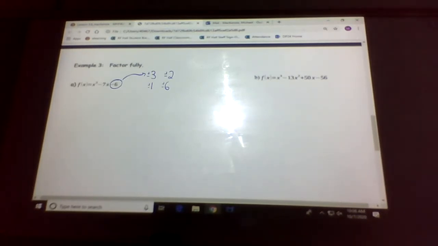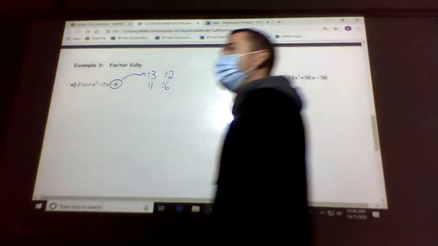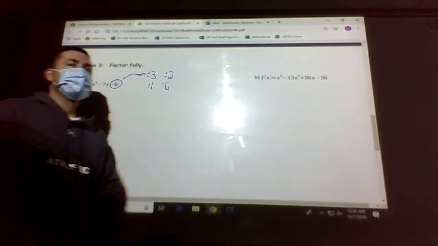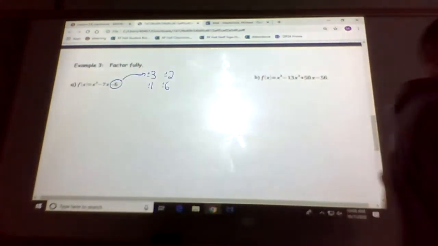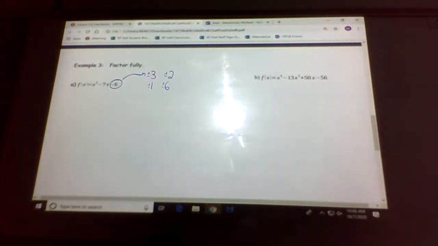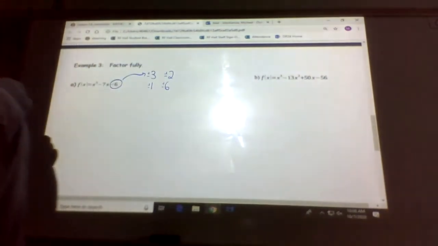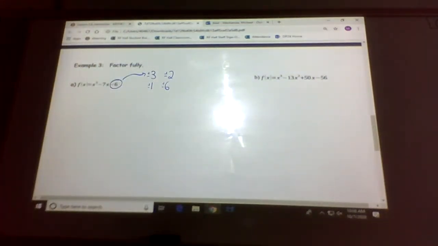Given that it's an x cubed, 3 of those are going to be factors. But we just have to find one. Which one should we start with? If you had to find a factor, which one would you start with? Use the easiest number possible. 1. Okay? So let's do this.